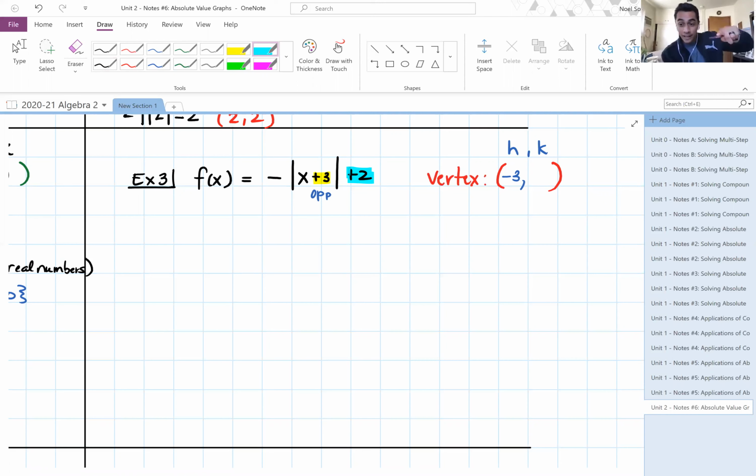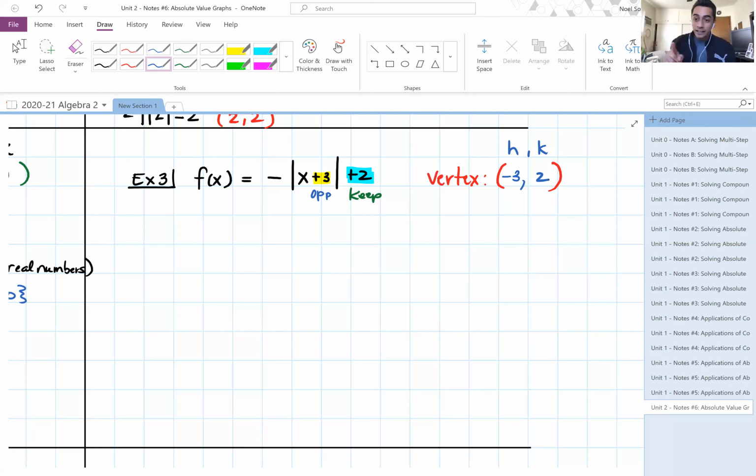Keep, right? K for keep, H for opposite. That's my teacher joke. All right. -3, 2. So that's my vertex now, right? So that means my graph has not only shifted left and right, it's also shifted up. Okay, so it actually moved 3 spaces left and then 2 spaces up.